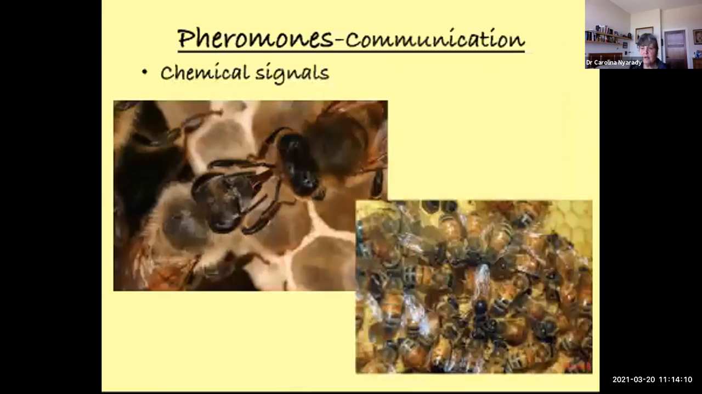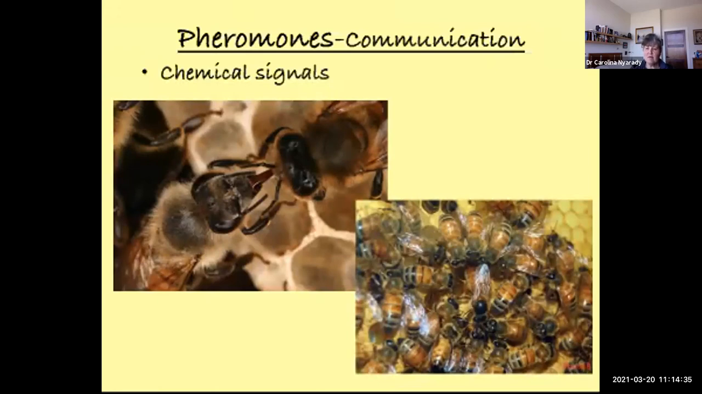So let's talk a little bit more about these pheromones. I kept throwing out that there are these pheromones within the hive and they have all of these implications, but let's look at that a little more in depth. What are these pheromones? What do they do? Who has them, who doesn't, et cetera. So pheromones are chemical signals. They're used to communicate within the hive.